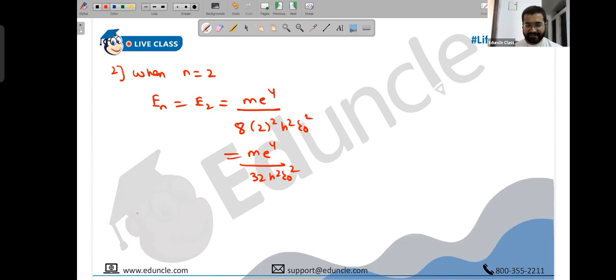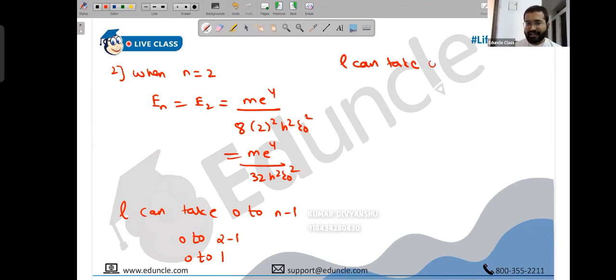Let's understand. So let's talk about L, people. L can take values from 0 to n minus 1. So 0 to n, n is 2 this time, 2 minus 1. It means 0 to 1. So it can take two values this time. L can take 0 and L can take 1. There are two possibilities in case of L.